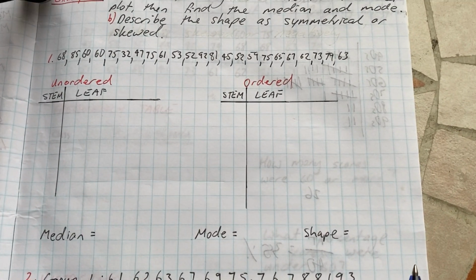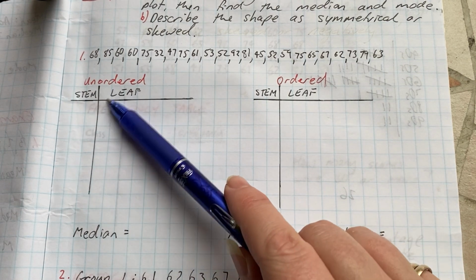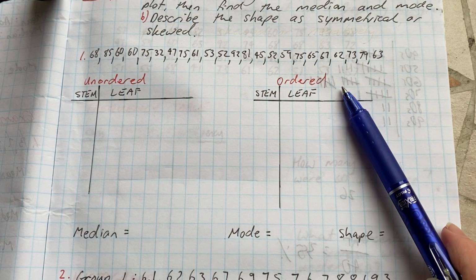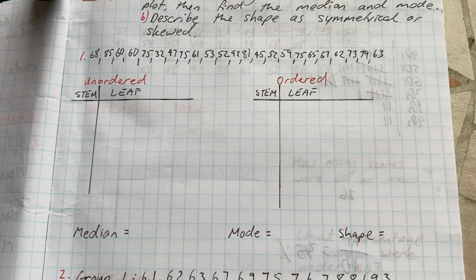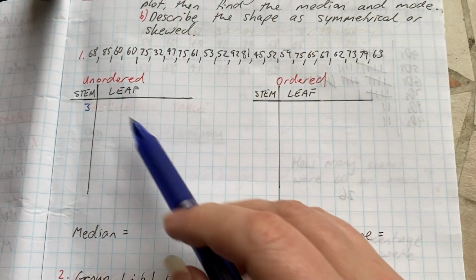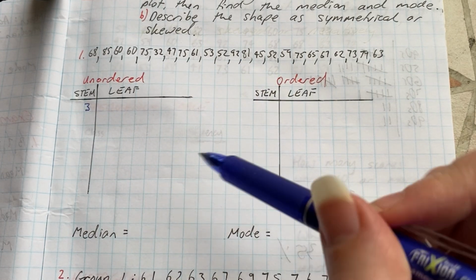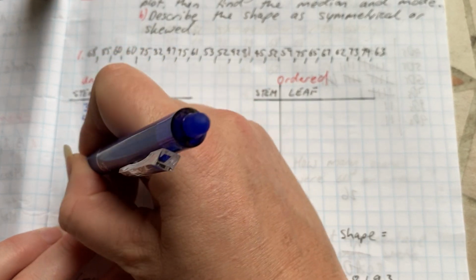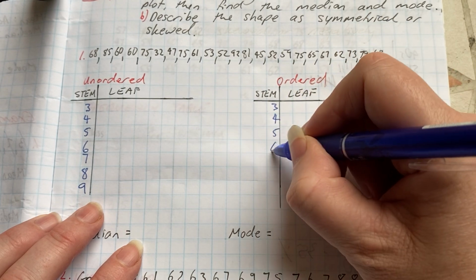You can see there's quite a lot of data here. Now, the easiest way to do this is to start by doing one that's unordered and then put it into order. Our smallest number is in the 30s. In the stem, we put the tens digit, and in the leaf, we put the ones digit. So we need to start with numbers in our 30s, and go up to numbers in the 90s. So our tens digits are 3, 4, 5, 6, 7, 8, and 9. And that'll be the same on the ordered one as well.